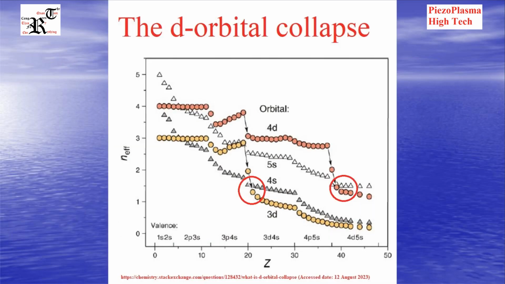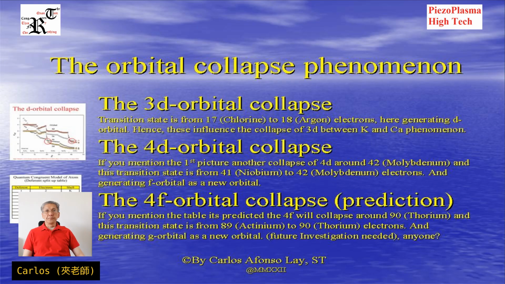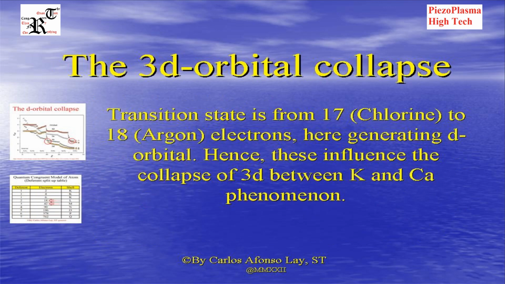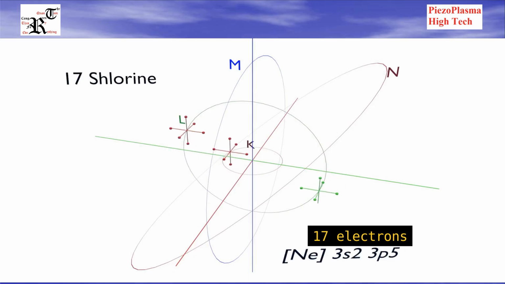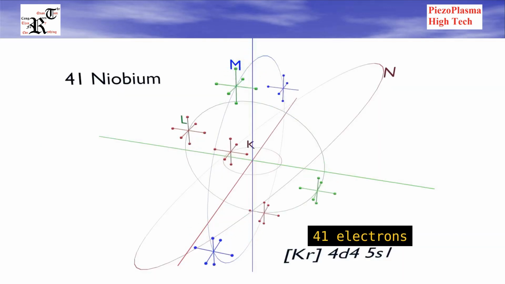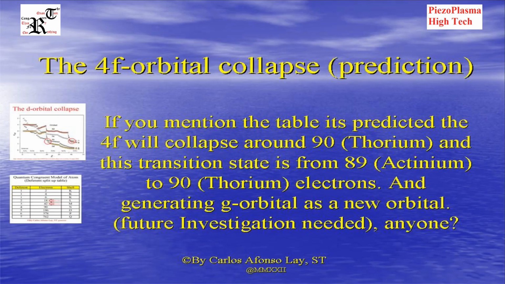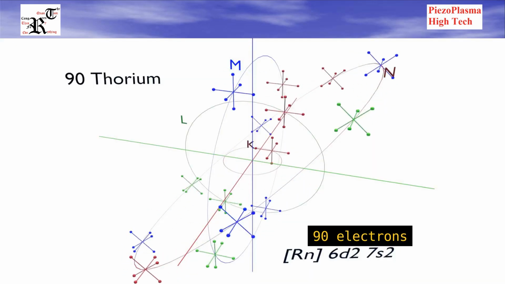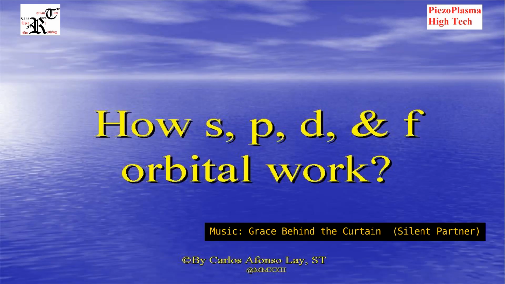One is the 3D orbital collapse. Have the 2 points there. Really collapse around 20, and 4D collapse around 40. Another prediction is that 4F orbital will collapse in 90.